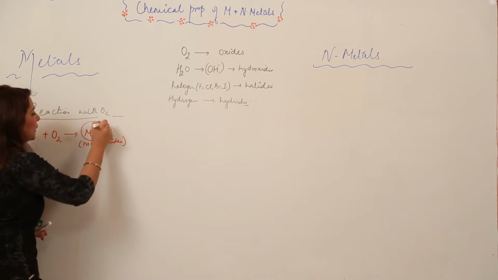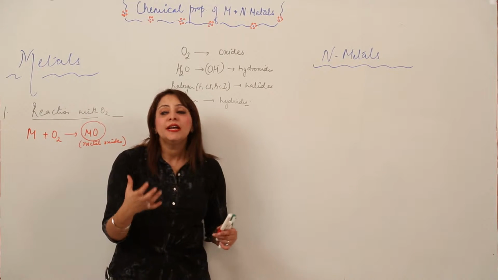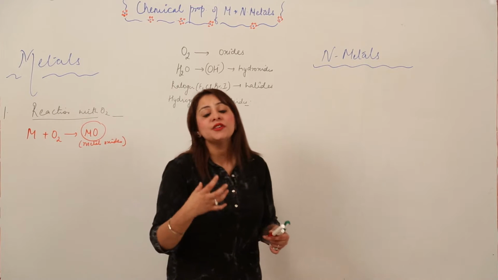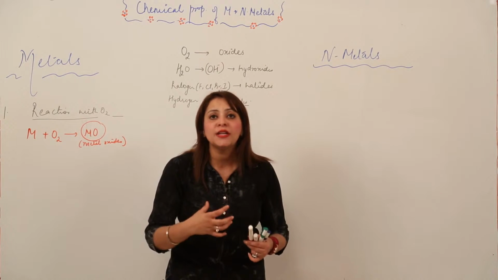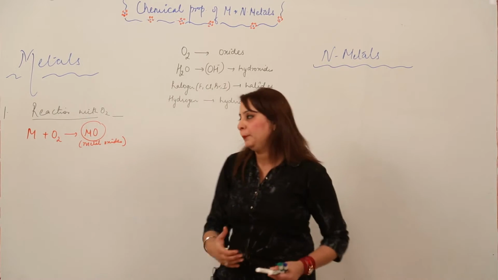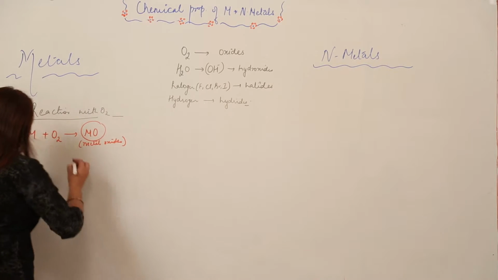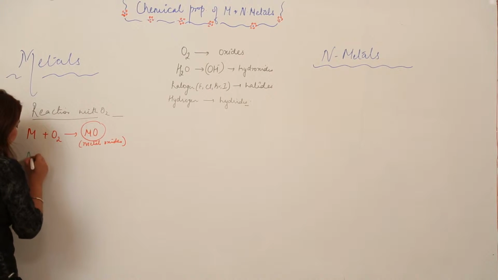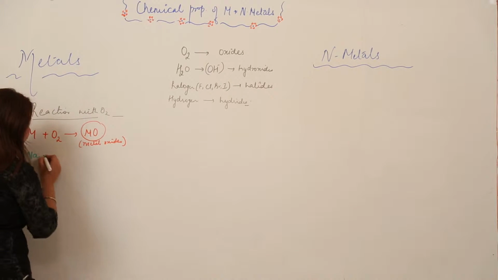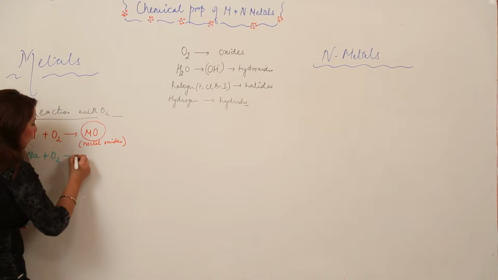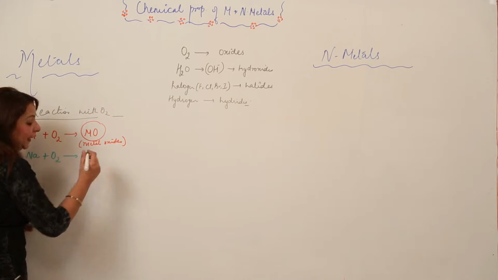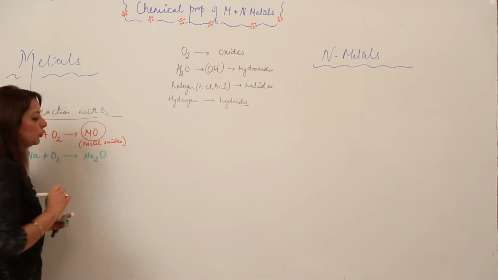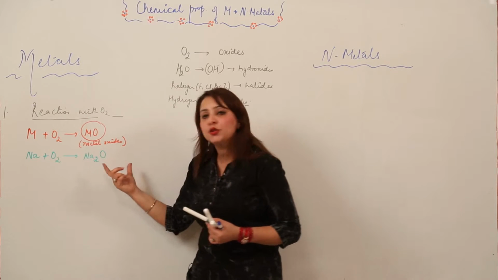The formula for this metal oxide can be MO, it can be M2O3, it can be M2O, depending upon which element or metal we are using and what is the valency of that metal. For example, suppose I have the sodium metal, which is denoted by Na. If I react it with oxygen, it will lead to the formation of sodium oxide with formula Na2O, right?